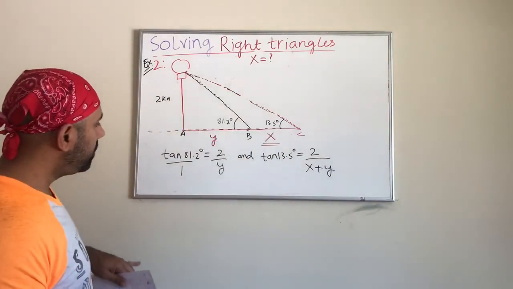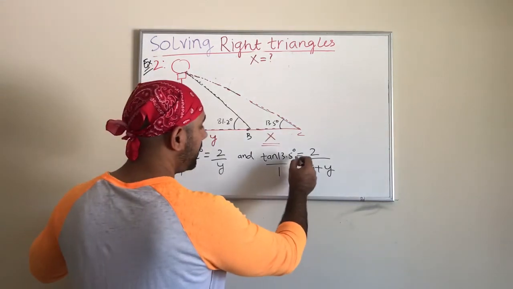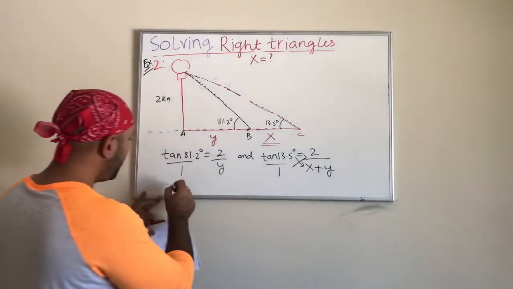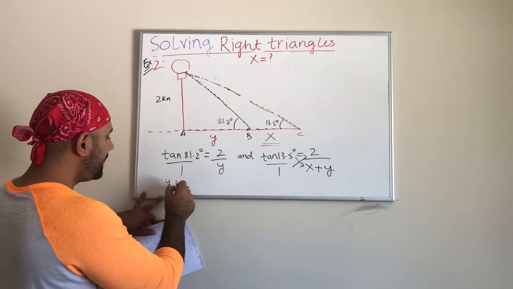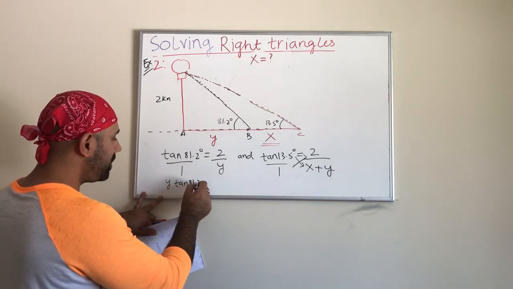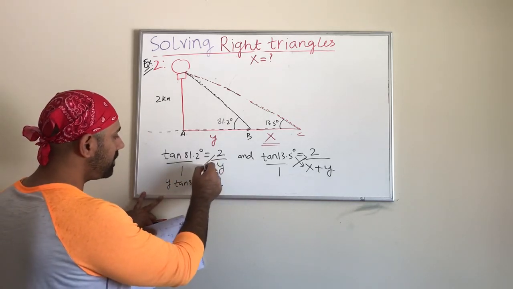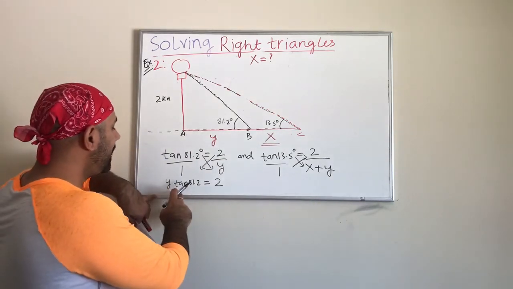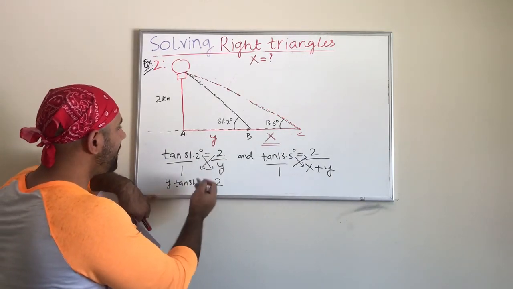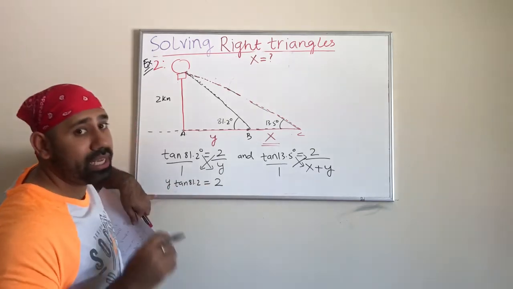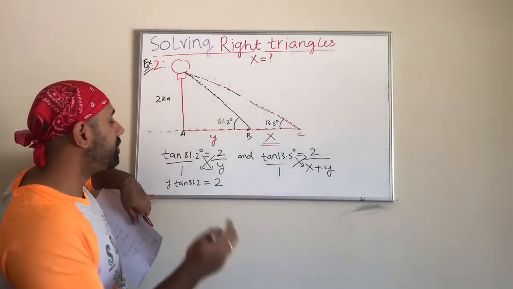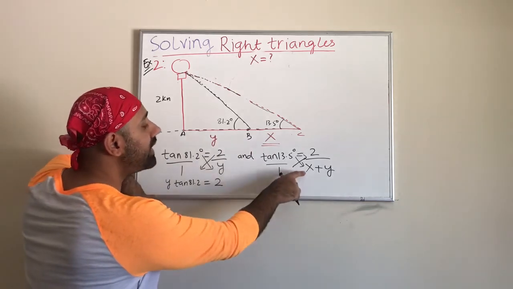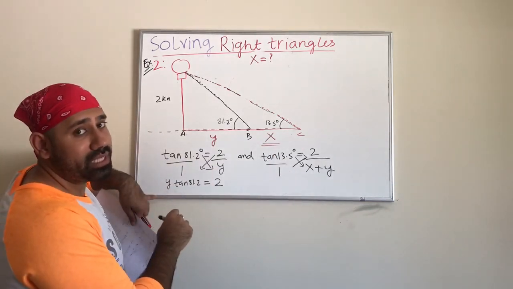So guys, what we are going to do here is cross multiply as we did in my previous example. So when you cross multiply, you get y times tangent of 81.2 equals 2, because 2 times 1 is 2. Guys, for this equation, we can easily solve for y. Again, we don't really need to find y, but we will have to find y if we want to find x. So that's why we have to solve this equation for y.